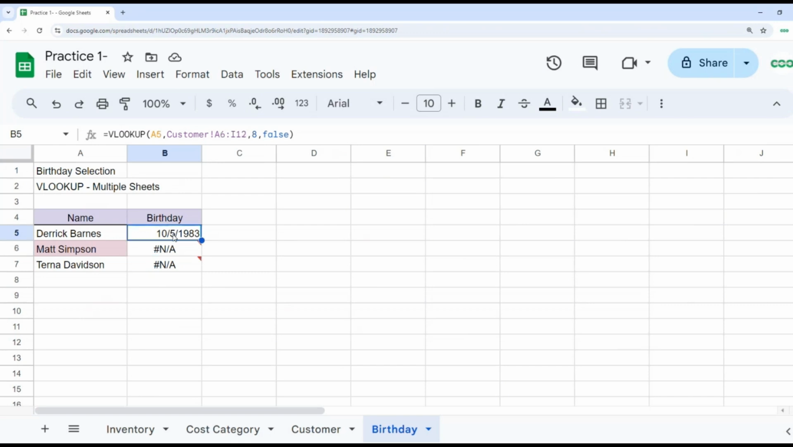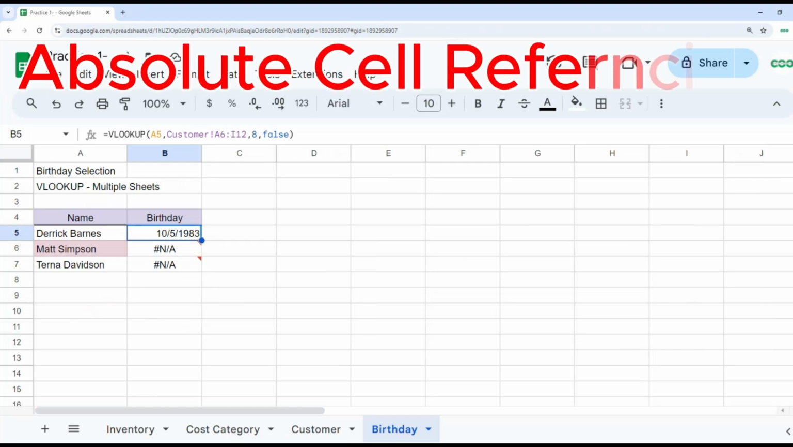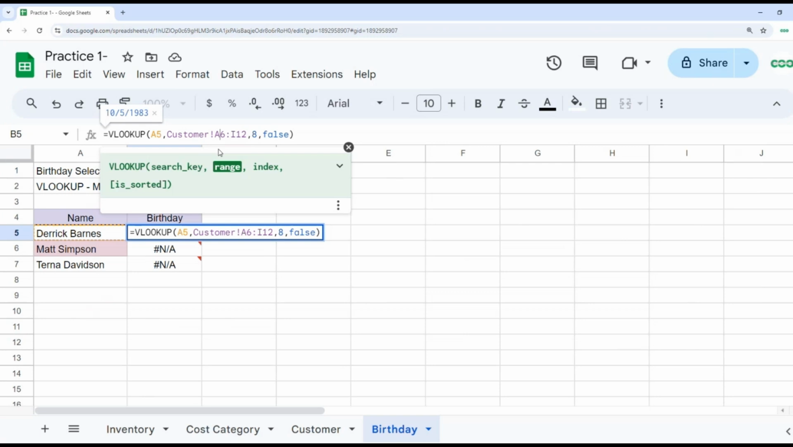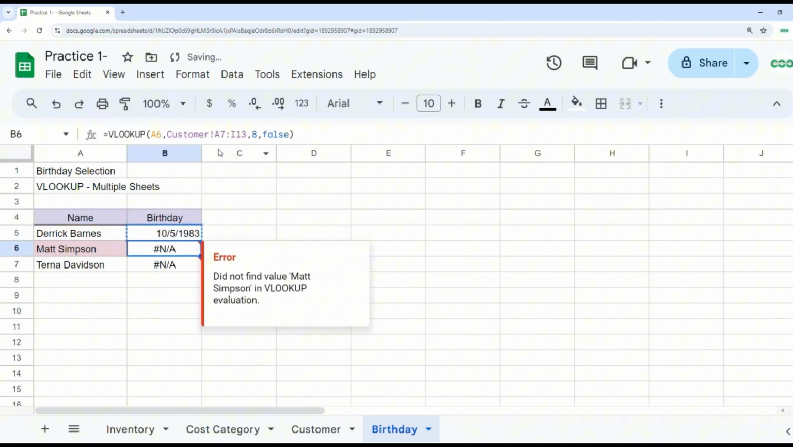Let's look at the formula above. The range above is correct, starting in row 6 and ending on row 12. To fix this, we need to add dollar signs to the range to activate absolute cell referencing in the formula. So in cell B5, add dollar signs in front of the A and the 6 and the I and 12. And now copy the formula to B6 and B7.